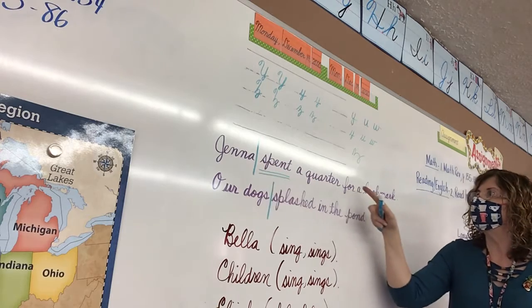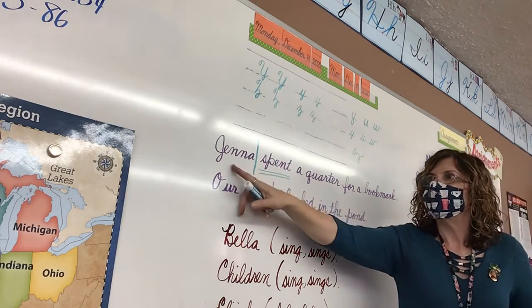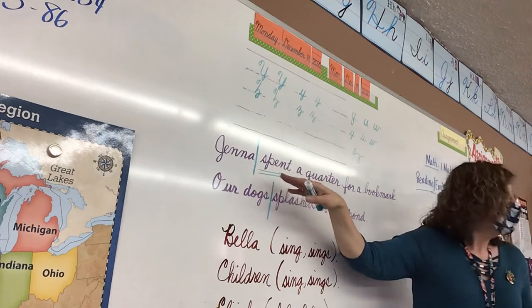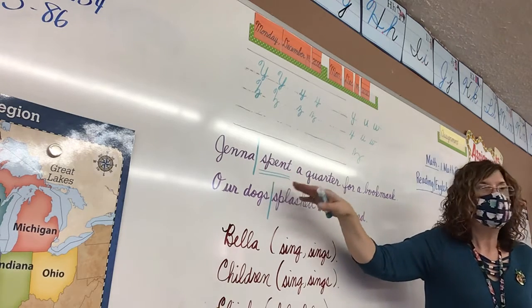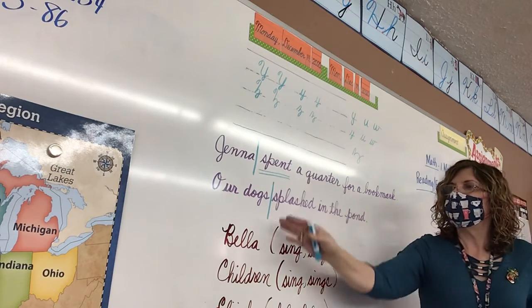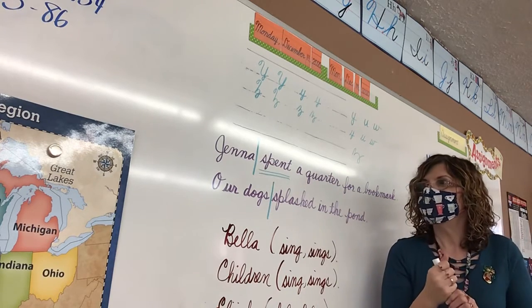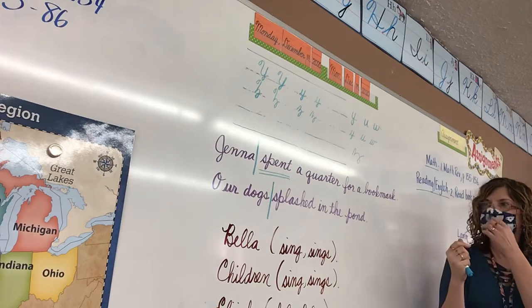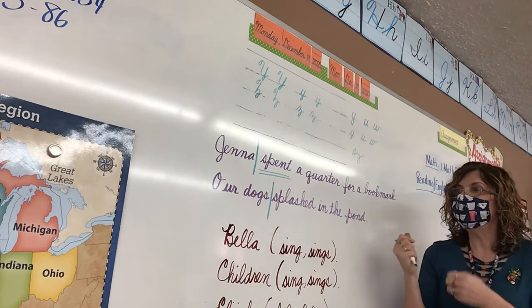So, Jenna spent a quarter for a bookmark. Jenna is the subject. Divided after that. Underline the verb. What is the verb? Spent. Our dog splashed in the pond. Divided after our dog. That's the subject. Splashed in the pond is the predicate. So what's the verb? Splashed.